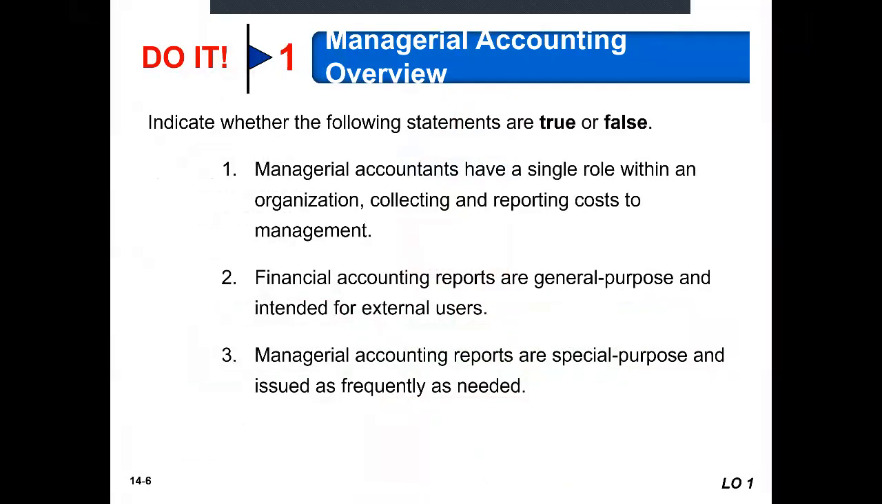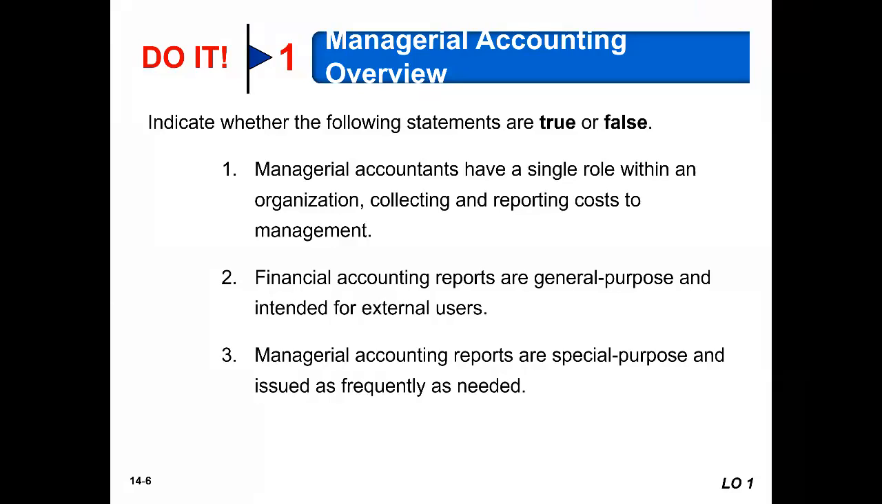So again, I'm going to look at some true or false questions here. The purpose of this is to make sure that we understand what the role of the managerial accountant is before we move forward. Managerial accountants have a single role within an organization, collecting and reporting costs to management. Well, we know that's false because their job is much larger than that.